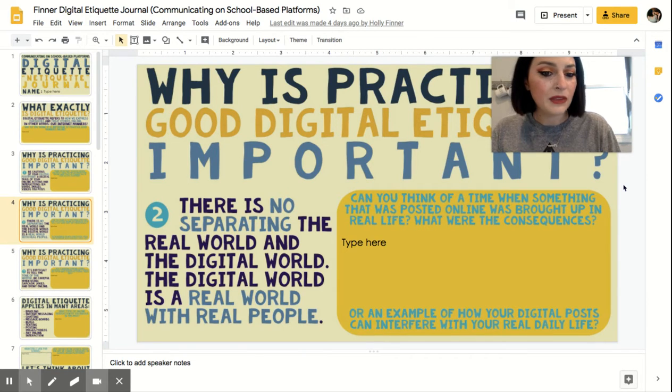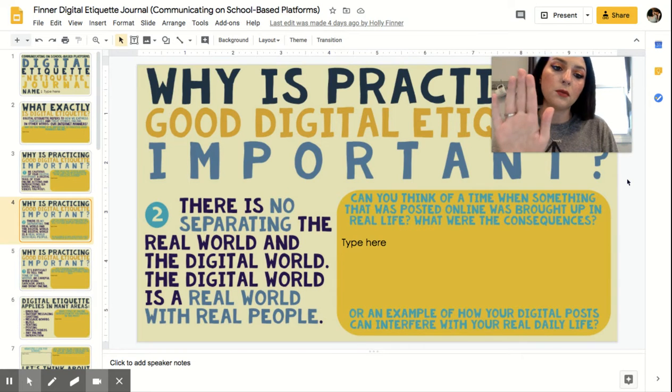Very true, right? So I want you to think of a time when something was posted online and then brought up again in real life. Think of what the consequences were for that. Or you can think of an example of how your digital posts can interfere with your real daily life. Again, 3+ sentences, proper spelling, grammar, all of that good stuff. Take a moment, pause, and respond.